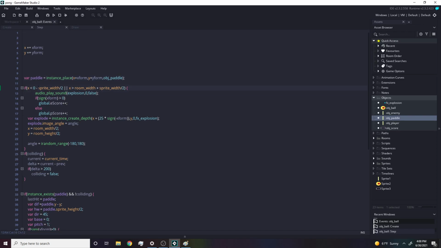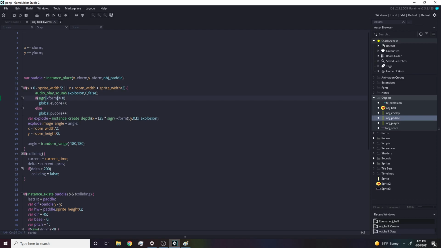Next up, we are going to check if the ball's out of bounds. If we are out of bounds, we are going to play a sound, and then we're going to check the sign of the x form. If it's positive, we're moving to the right. If it's negative, we're moving to the left, because that's how the x coordinates work. The sign function returns -1 if negative, +1 if positive, and if it's 0, it will return 0.